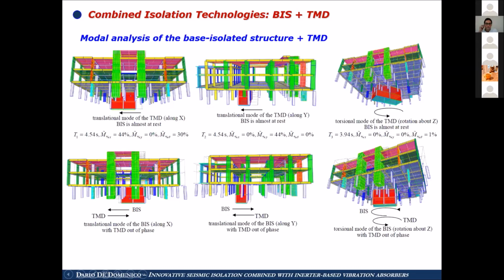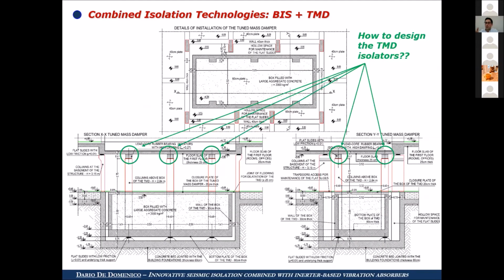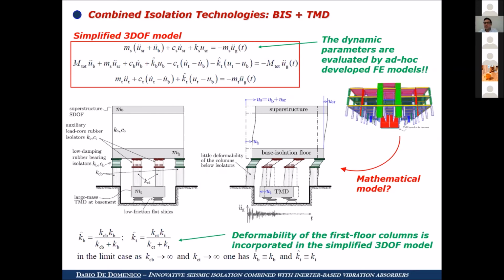The question is, how can we design these connection layers? So the isolator that connects the large mass to the isolation floor. So this was done by developing a simplified model, a 3 degree of freedom model, including the substructure, which is a 1 degree of freedom, the base isolation floor, and the TMD, which is the 3rd degree of freedom. And we proposed a stochastic-based optimal design procedure in order to tune the stiffness and damping properties of these auxiliary isolators that connect the large mass to the isolation floor.